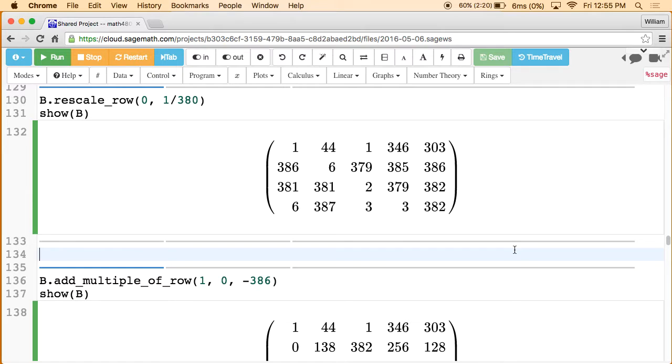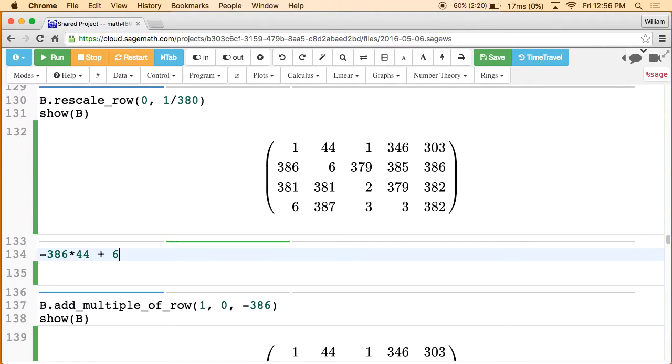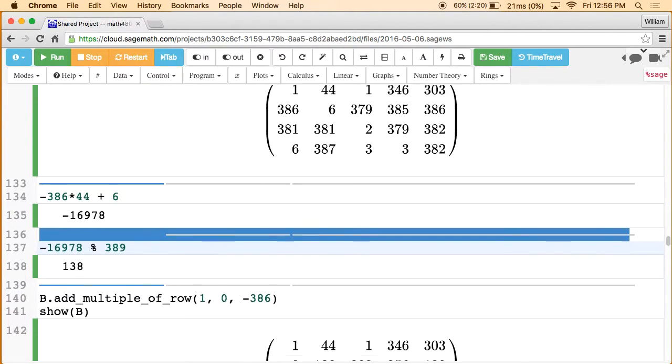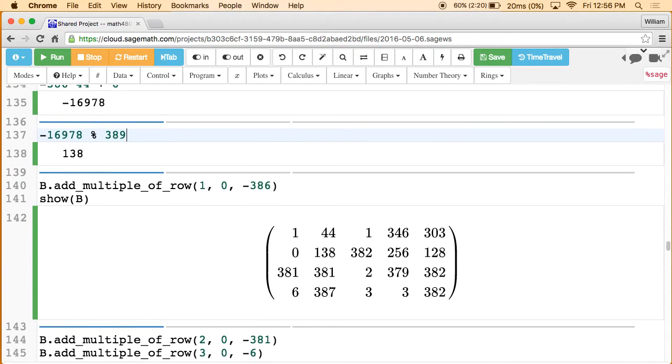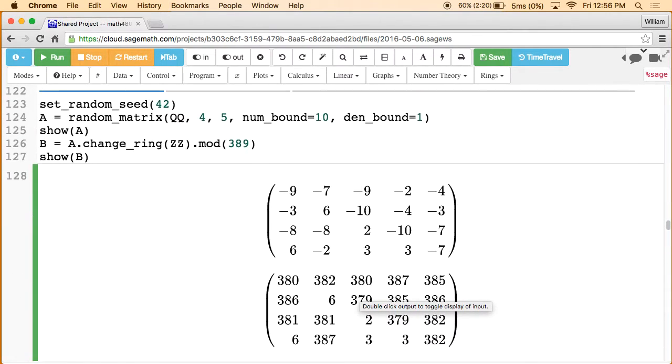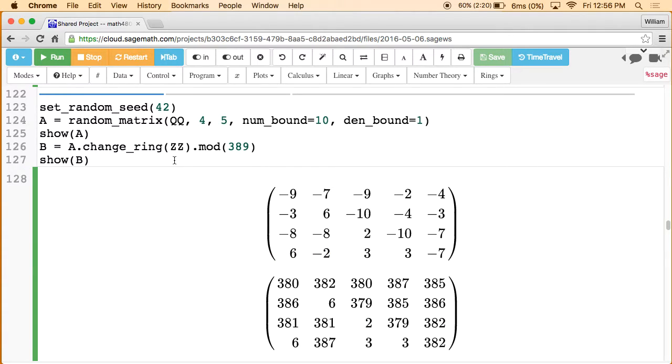In other words, minus 386 times 44 plus 6, I'm computing that 138 there, is that number. But if you take that number right there and reduce it mod 389, you get 138. See? Where did you write, it looks like you just knew to do the mod 389. Yes, it's because of B. If we go back to where it was defined, I get B by taking my original matrix and reducing it mod 389. Okay.